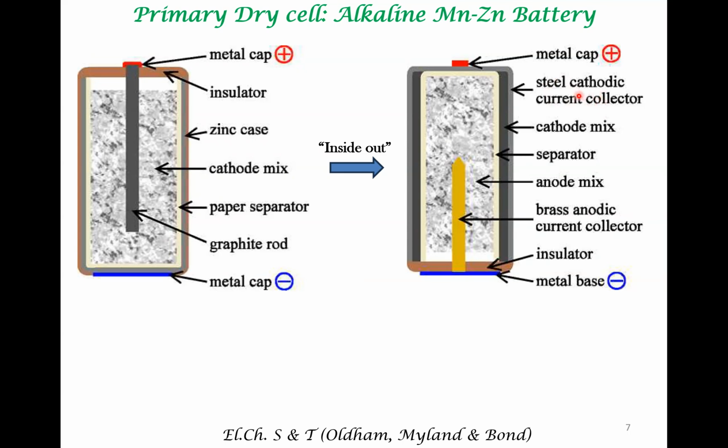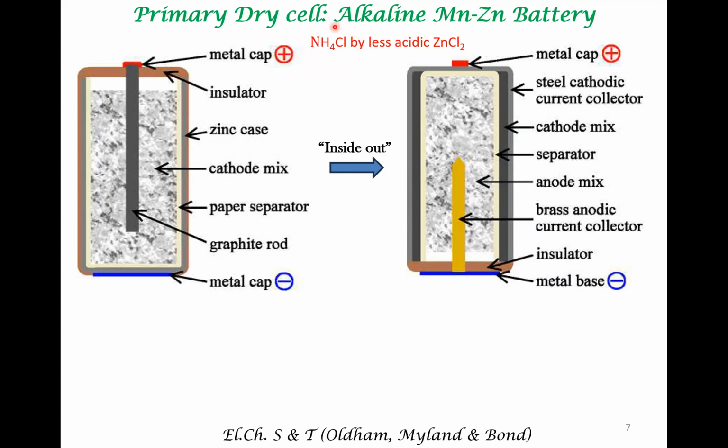So typically when you say there's a current collector, that's a good electronic conductor. So the cathode mix is in contact with this steel cathodic current collector. And again, there is a separator, as there was a separator in this case. So what is the advantage with respect to this particular chemistry?